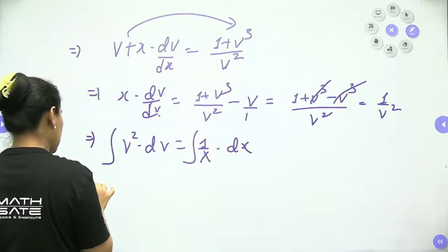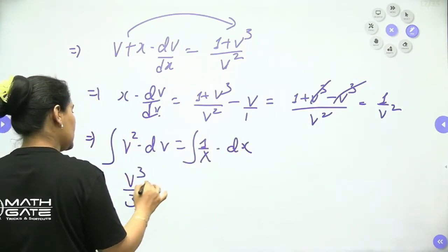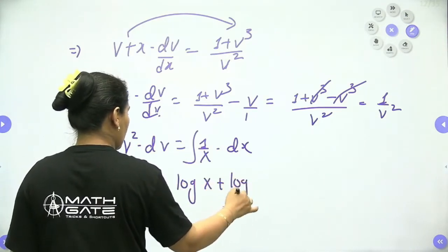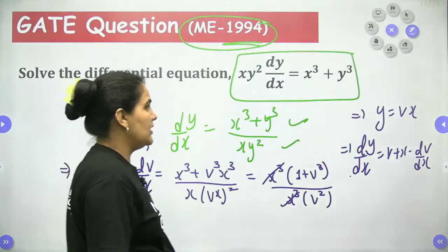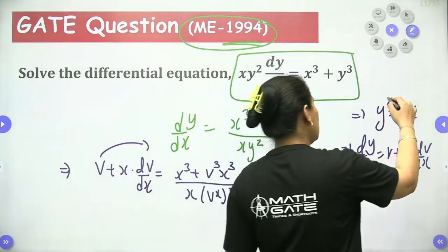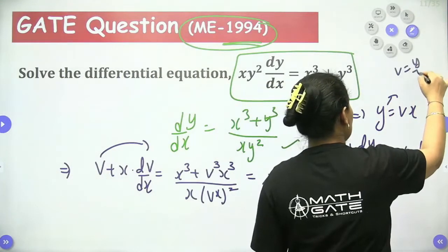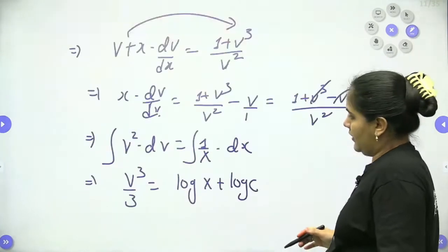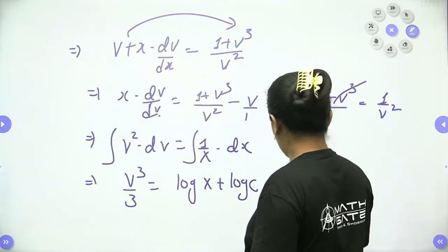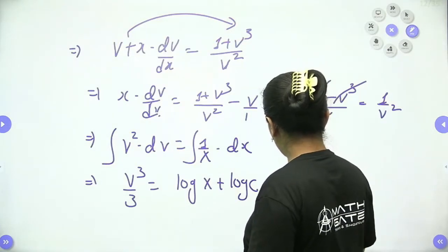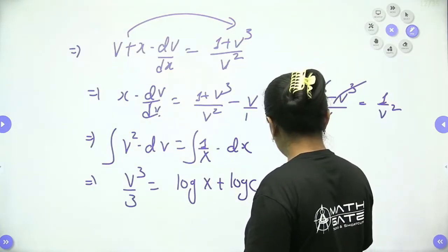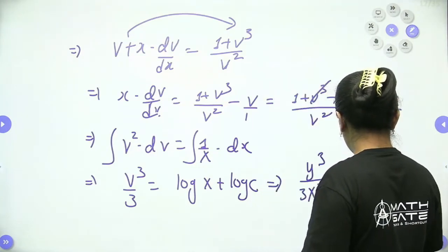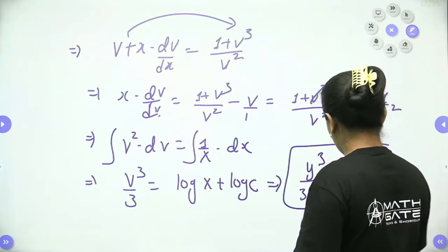Let's integrate it. It will be v cube by 3 equal to log of x plus log of c. In place of v, you can put y by x. So when you put y by x in place of v, it becomes y cube by 3x cube is equal to log of cx. So this will be your answer.